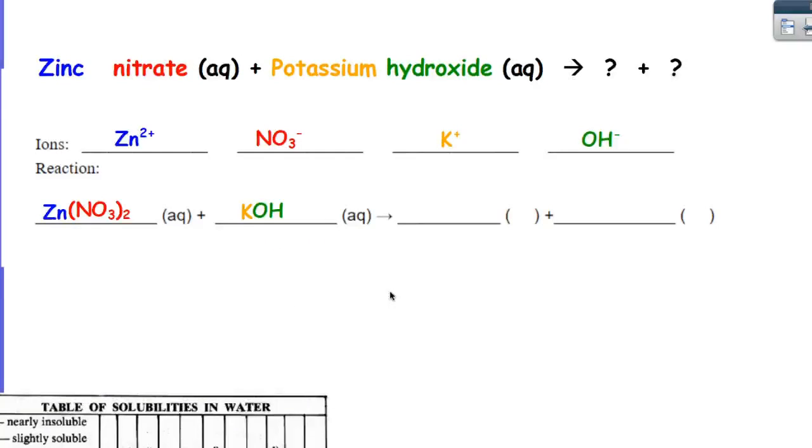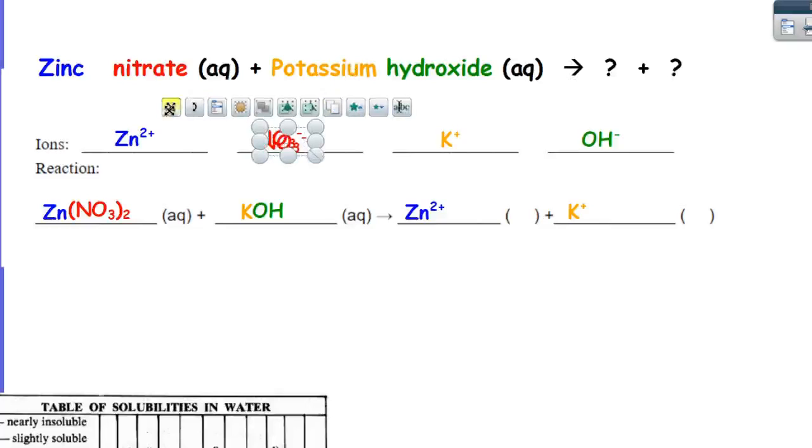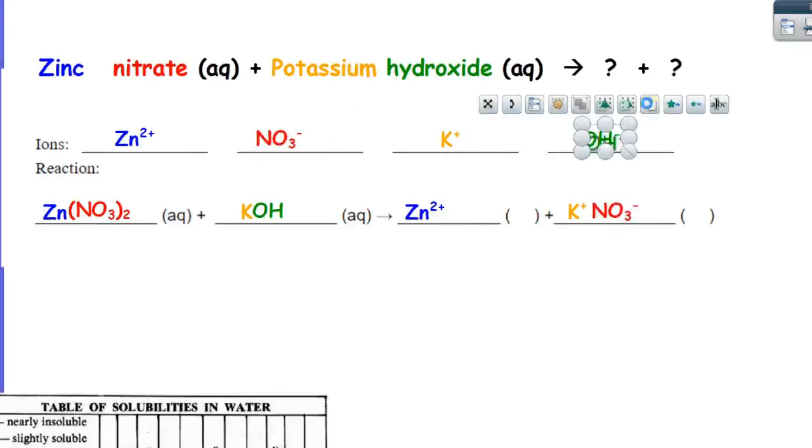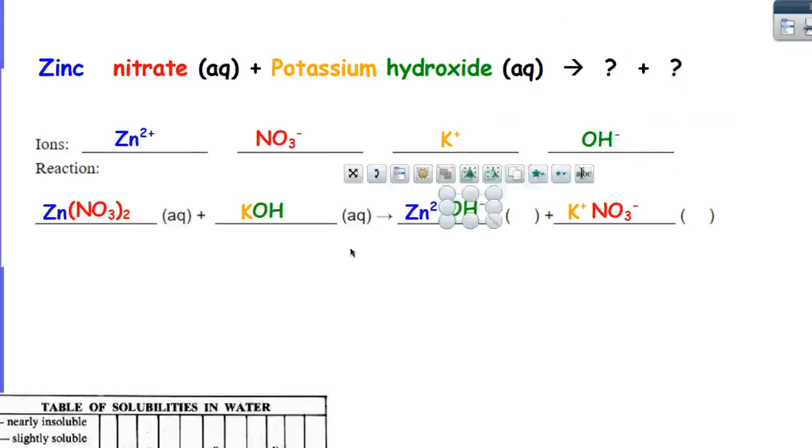Now, let's figure out our potential products. Again, I always like to start with those first ions first. So zinc was the first ion in my first reactant, so now it's the first ion in my first product. And potassium was the first ion in my second reactant, so now it's the first ion in my second product. So now all I have are my 2 anions. And nitrate was with zinc, so now it's going to be with potassium. My hydroxide was with potassium, so now its only choice is to be with zinc.